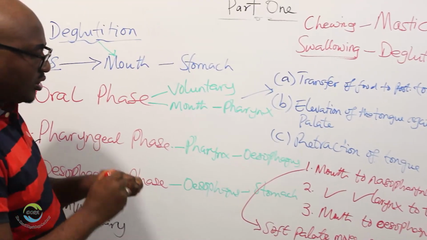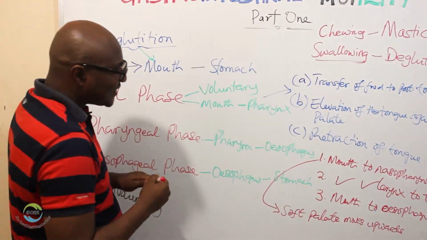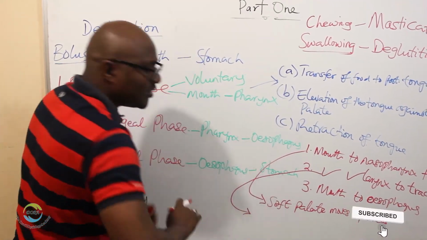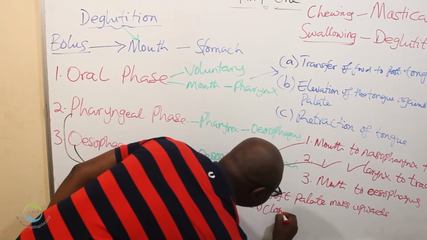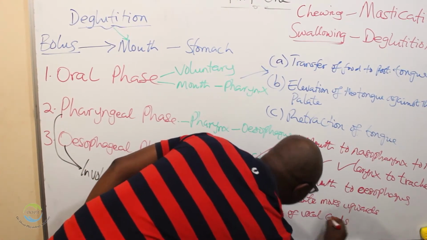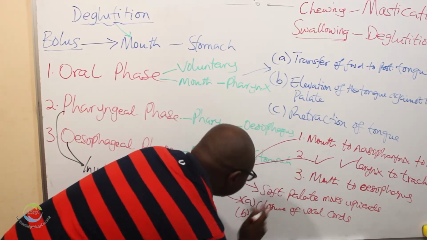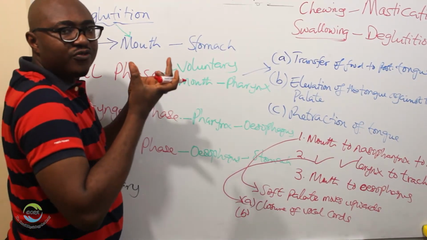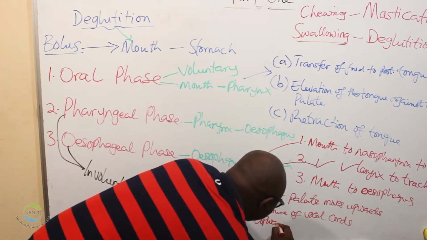That's what happens in order to block this one. So the next thing that happens is that, to close the larynx, the vocal cords close. A, closure of vocal cords.